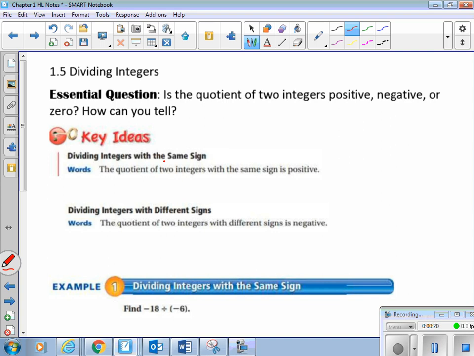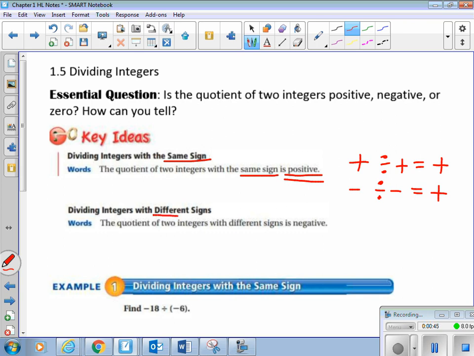When you're dividing integers with the same sign, the quotient is always positive, which means a positive divided by a positive will always equal a positive, and a negative divided by a negative will always equal a positive. Same sign, always positive, just like with multiplication.